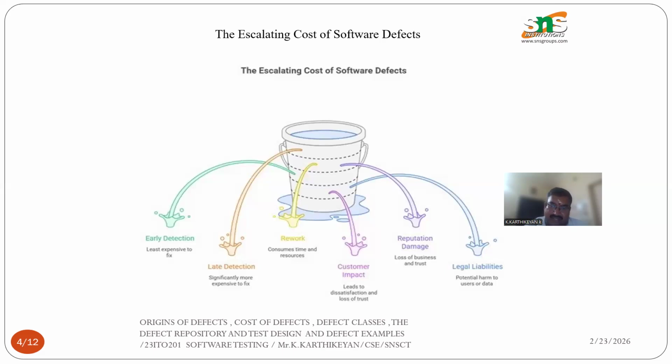These problems arise when you have not carefully analyzed your requirement and design. After late detection, fixing is significantly more expensive. Rework takes time and resources, and customer impact leads to dissatisfaction and loss of trust. That means the feedback affects the process. And reputation: loss of business and trust, legal liabilities, and potential harm to users or data.